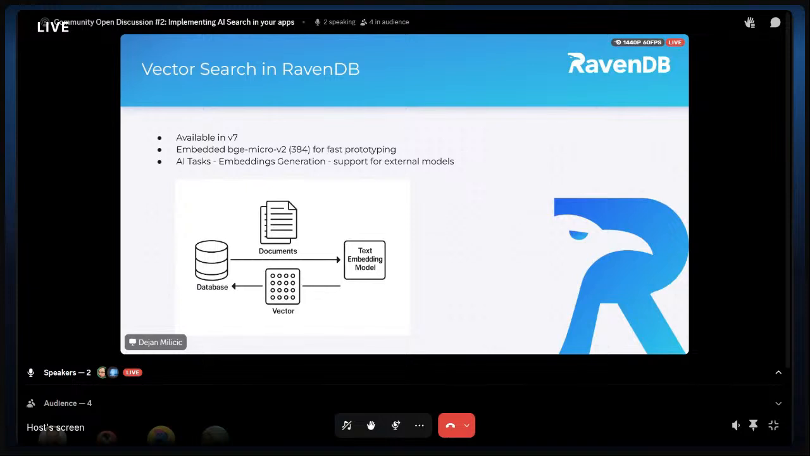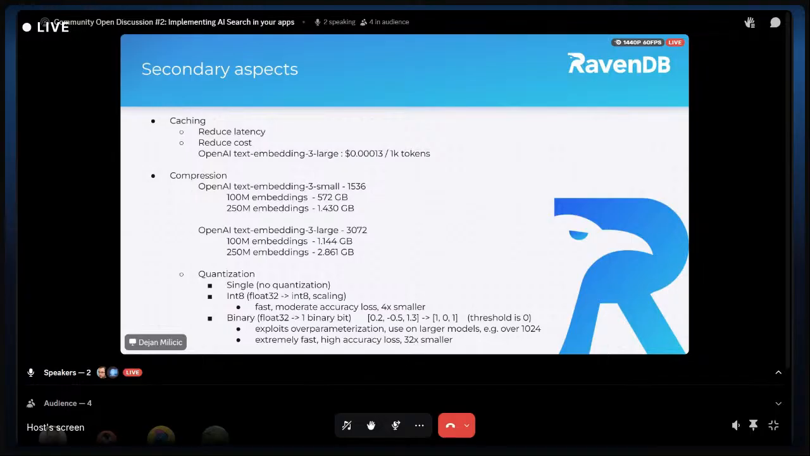Later on, if you go into production and want to do some more accurate searches, because BGE Micro V2 is among the models with lower accuracy, RavenDB supports you there as well with some of the external models, which we will see today. And not only that, there are some secondary aspects when you start implementing communication with the text embedding model. There are some small details which are not obvious right away, but which are important.